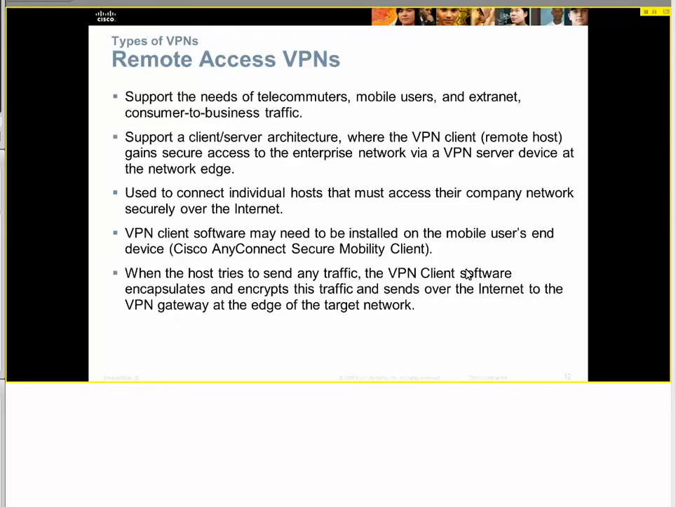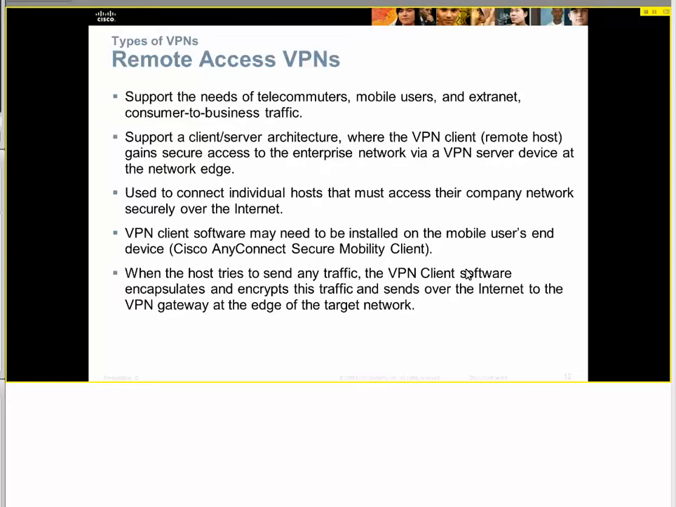So remote access VPNs are what we, as telecommuters, mobile users, consumer to business traffic, use. It's a client-server architecture, meaning we're running a client and we connect to a VPN server, typically your router, but it could also be a device behind the router. We gain secure access by use of appropriate authentication credentials. And it's used to connect not an entire network, but an individual host to a network privately.